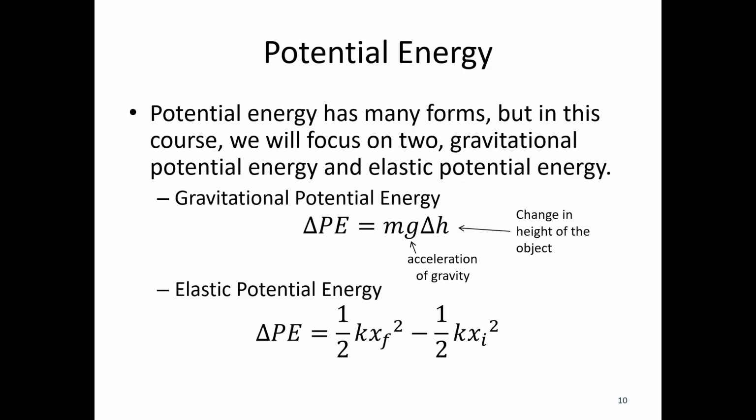And our elastic potential energy, our delta PE for that, looks similar to what we had with our kinetic energy. So 1/2 k x final squared minus 1/2 k x initial squared. k represents the spring constant, that's the stiffness of the spring, while x represents the difference in length from the resting length. So if the spring is naturally 5 inches long, x will be 1 inch if I compress it down to 4 inches, or if I stretch it out to 6 inches. It's the difference from the natural length of the spring.